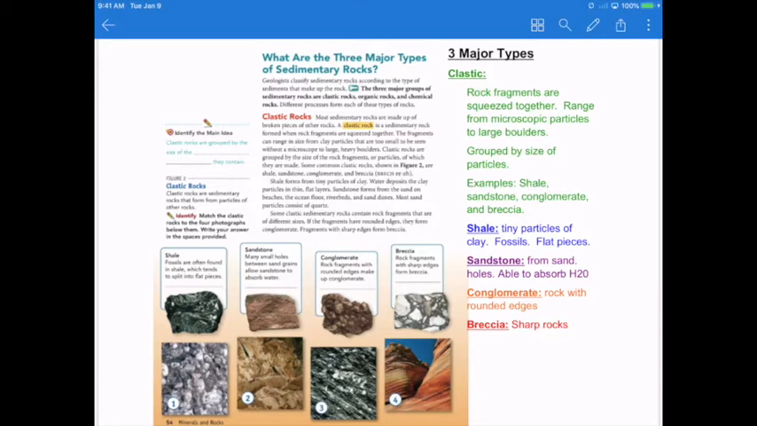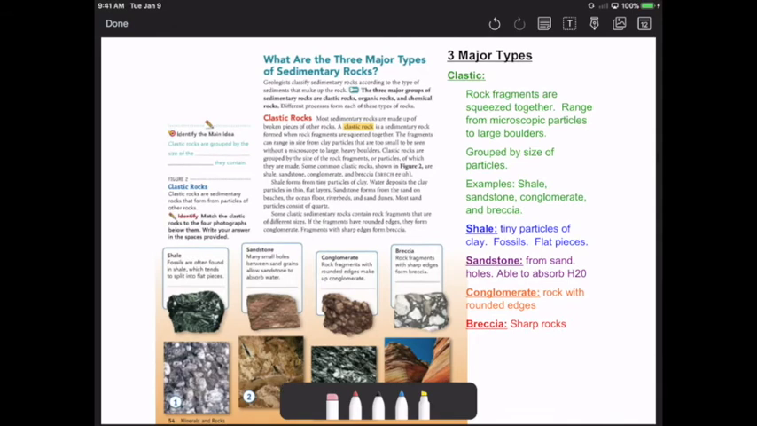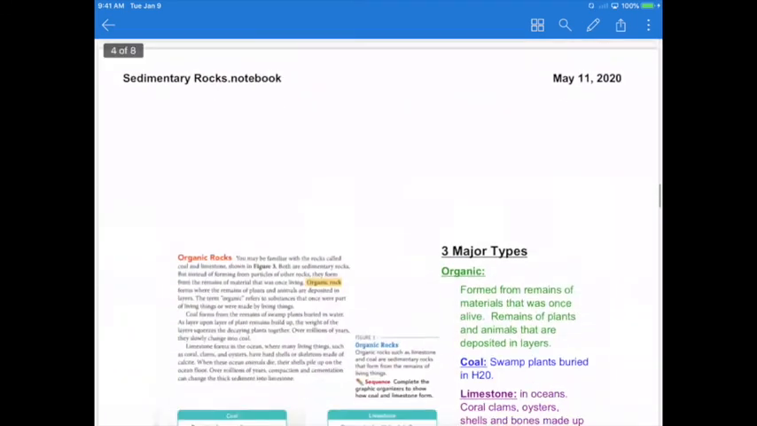There's a picture right here of all of them. So here's shale. Shale has tiny particles of clay. Fossils are sometimes in there, not usually, but sometimes, and flat pieces. Sandstone is formed from sand, obviously. It has holes in it, and it's able to absorb water. Conglomerate has big rock pieces in there, and they have rounded edges. And breccia has rock pieces also, and they're fairly large, but they are sharp. They have sharp corners.